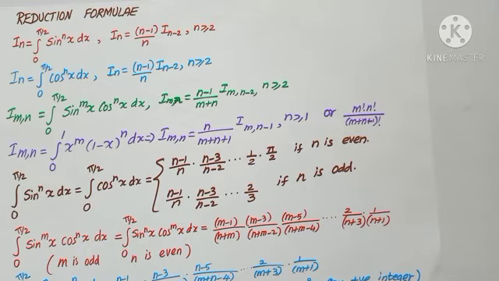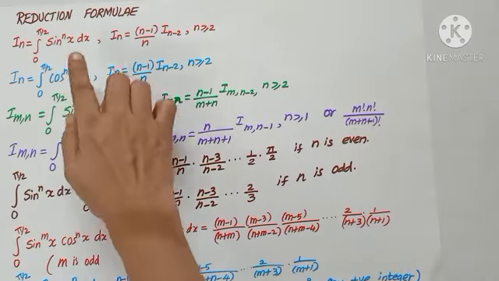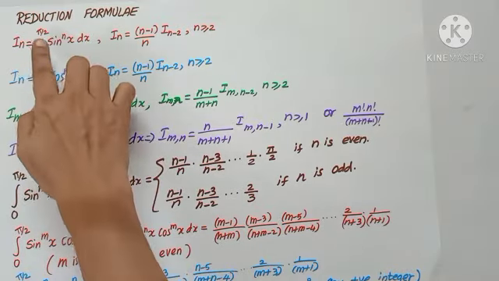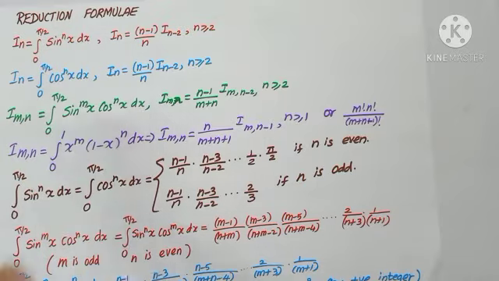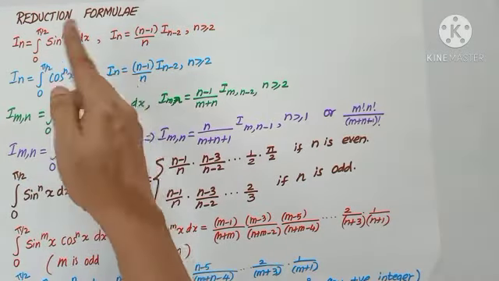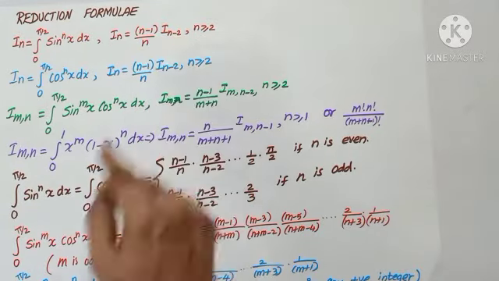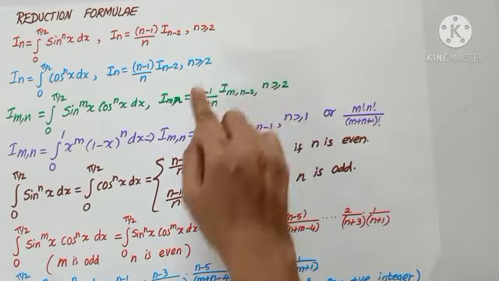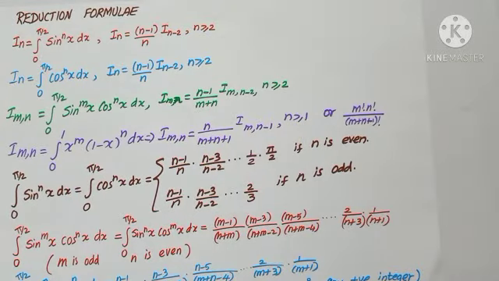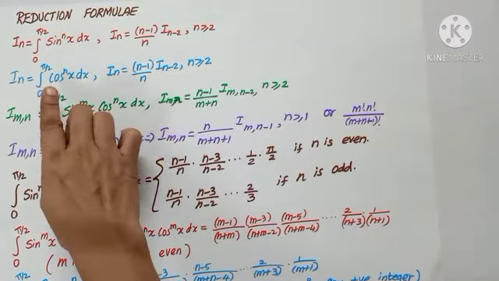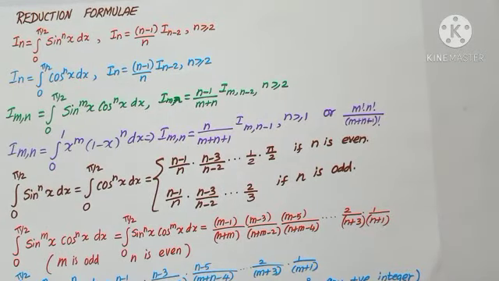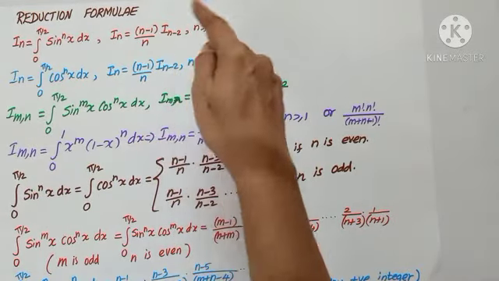When the power is more, how can we reduce to lower powers? Especially when sin power nx is coming in the integral with limit 0 to pi by 2, I can rewrite it as n minus 1 by n times I n minus 2, whenever n is more than or equal to 2. The same idea I can use for cos also. Especially this I keep on applying.